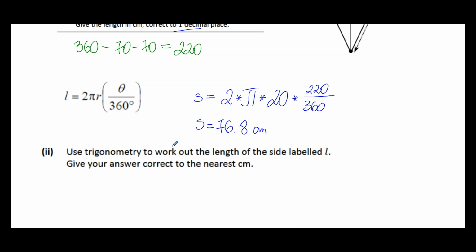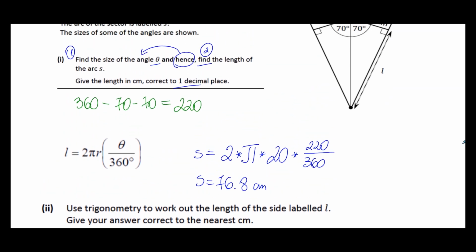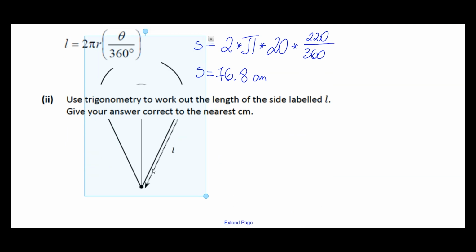Okay, let's have a look at the second part of this question. Use trigonometry to work out the length of the side labeled L. Give your answer correct to the nearest centimeter. So let's just get our cone here so that we can see that.